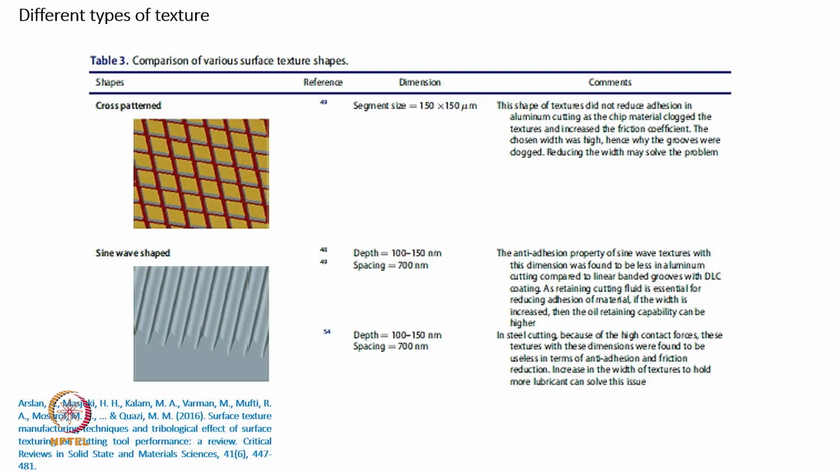So, I have picked up these figures, maybe for the next 2-3 slides, from a 2016 publication titled surface texture manufacturing techniques and tribological effects of the surface texturing on cutting tool performance. Here we are talking about the cutting tool performance only, not the workpiece. It is basically the cutting tool. In the first case they have shown a segment, and each segment is around 150 by 150, right.